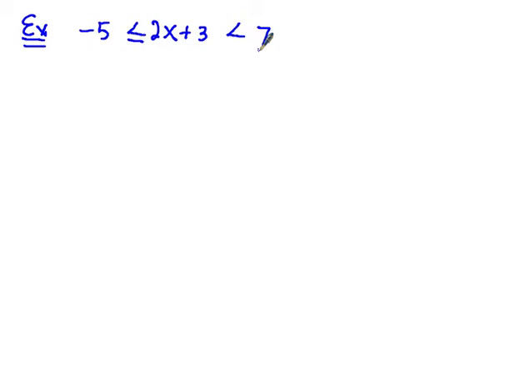So if I subtract 3, I'm going to subtract 3 from here, I'm going to subtract 3 from here, and I'm going to subtract 3 from here. It's like having 3 sides to the thing. Alright, so negative 5 and negative 3 give me negative 8, less than or equal to 2x. The 3's sum to 0. And 7 minus 3 is 4.